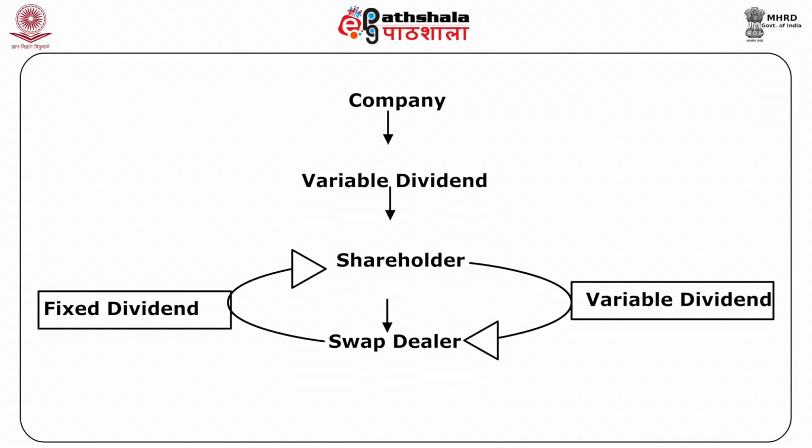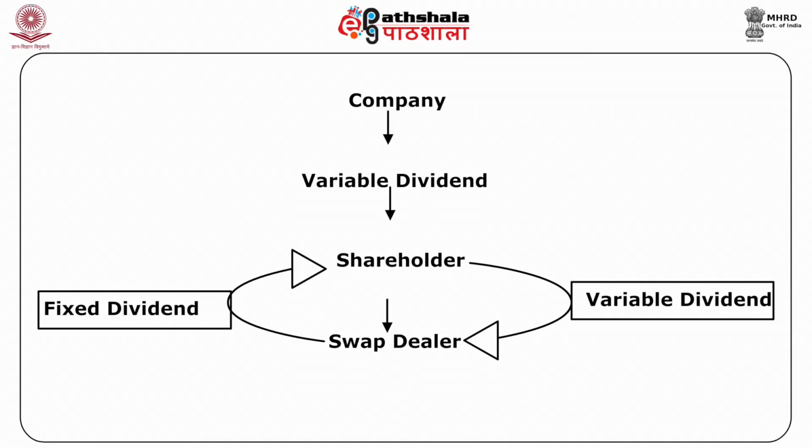It originates from the payment of dividend to shareholder from the company and then exchange of such dividend with the swap dealer in terms of fixed or variable or vice versa. Basically, it involves the exchange of dividend. Normally, swap dealer pays a fixed rate of dividend to the shareholder.